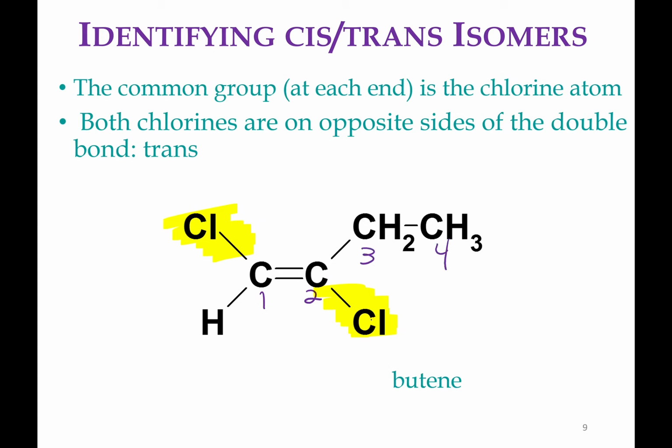Both chlorines are on other carbons. There's not 2 of the same group here or here. So this will have cis-trans isomerism. So butene, where is the number? It's going to be 1. Butene.